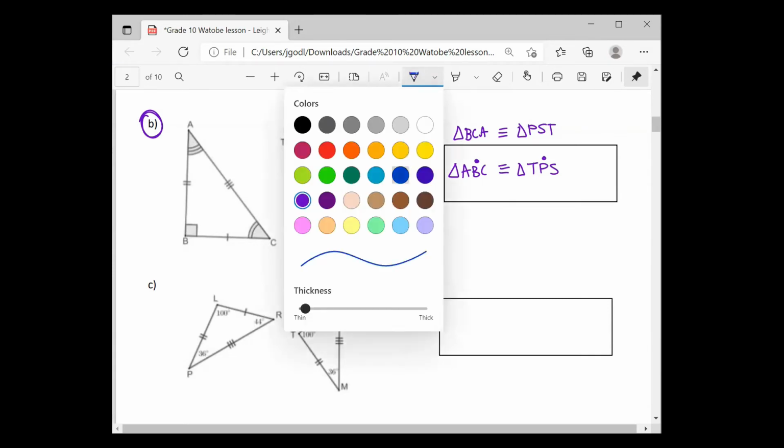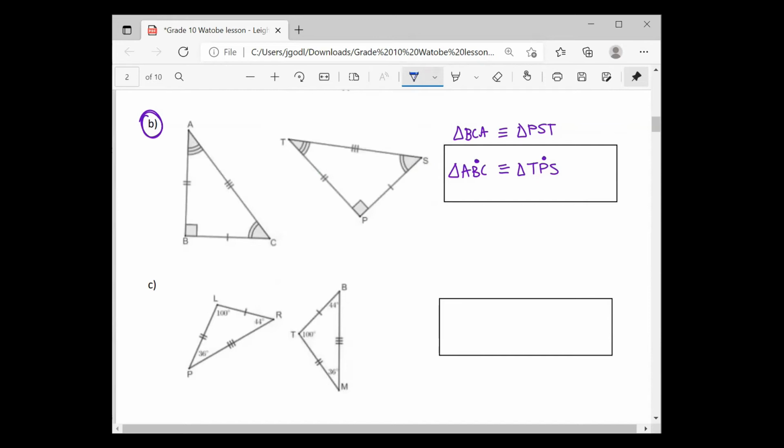Ma'am, so L is the same as point T, and R is the same as point B, and M is the same as point P. Oh, wrong, goodness. So P and M. Beautiful. Nice. So triangle LRP is congruent to triangle TBM.